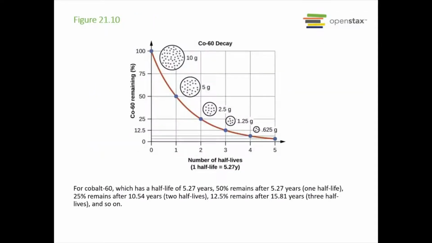And here's just showing you some first order decay of cobalt-60. It has a half-life of 5.27 years. So that means after 5.27 years, 50% of it remains. And then after another 5.27 years, now that 50% is divided in half, so now 25% remains. And that's 2 half-lives. Then after a third half-life, now we're at 12.5%. So after every 5.27 years, half of whatever you have is gone.